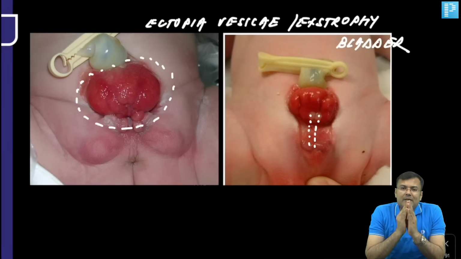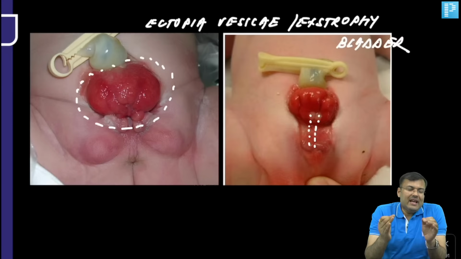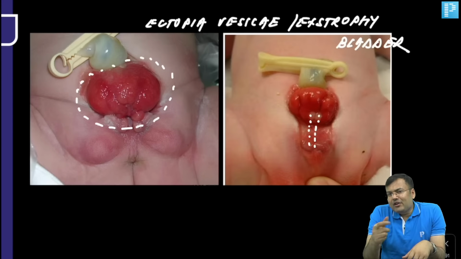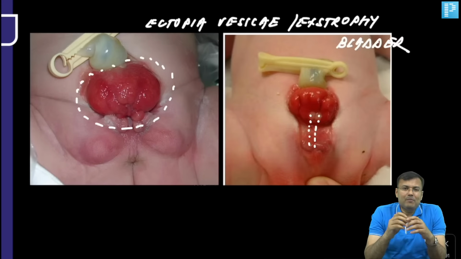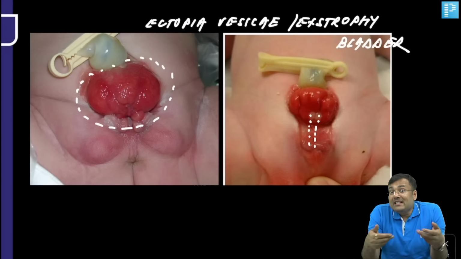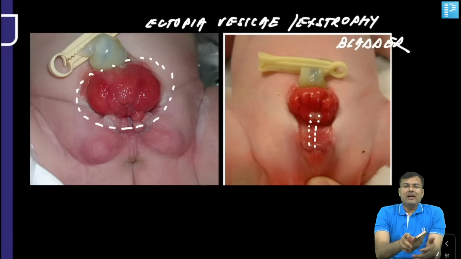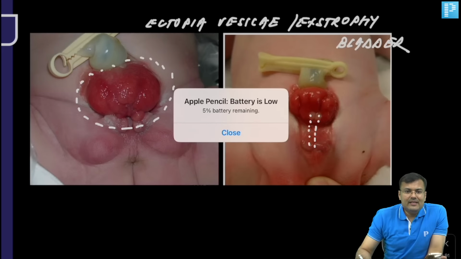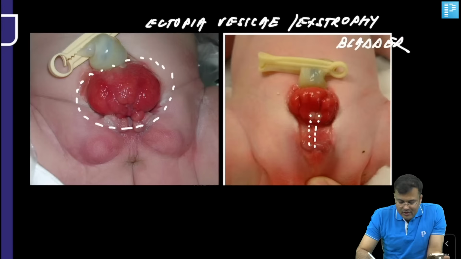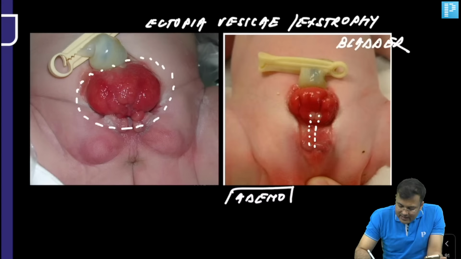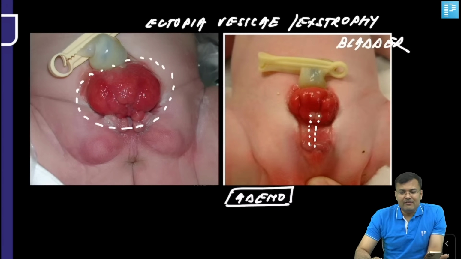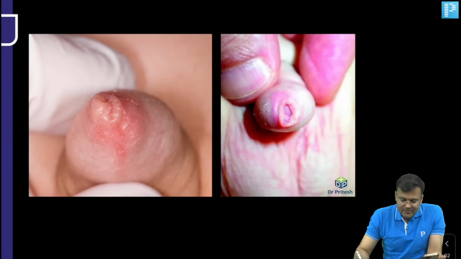We have to close the bladder. We have to perform augmentation enterocystoplasty. So after augmentation enterocystoplasty, tell me, there is one malignancy whose risk is increased. Which one? Guys, tell me which malignancy risk is increased. Yes, it is adenocarcinoma. So there is increased risk of adenocarcinoma. Clear? Next, you can see this.